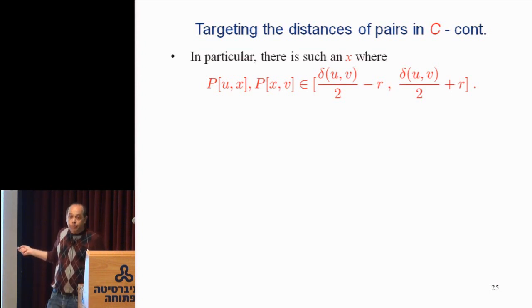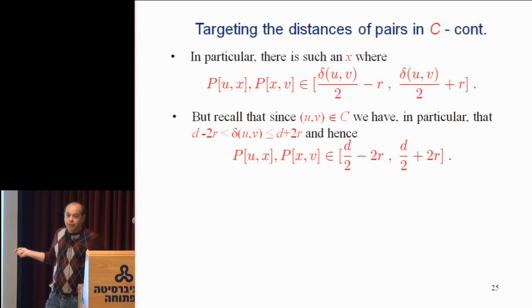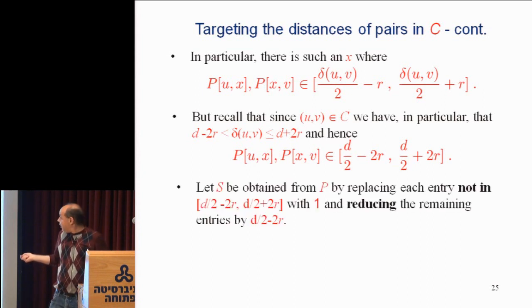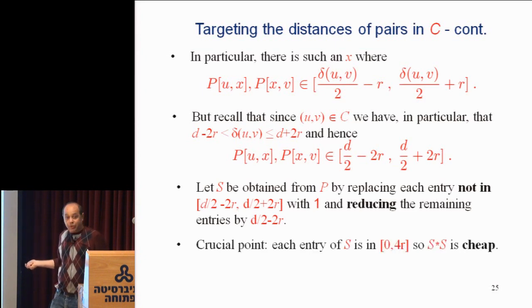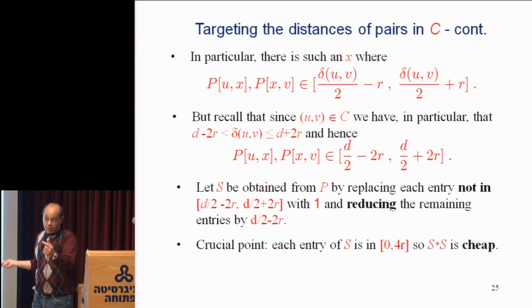But I don't know delta. But I do know delta star. And I do know that delta star is between D and D over 2R. So I do know that delta is between D minus 2R and D plus 2R. So I do know that this witness hides between these values. And this is a bound in an interval of size theta of R, 4R. So again, it will be very cheap to do the rectangular product. It will be a product of matrices whose entries are in a small interval of size theta of R. And this will be cheap. And now what you have to do is just optimize the values of t and R and everything, and then you get the right exponent in the algorithm.